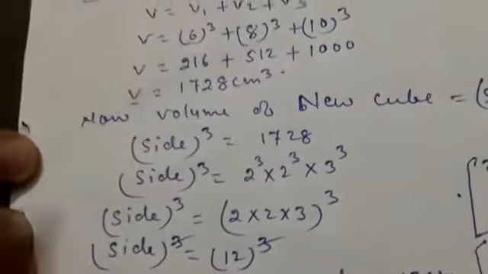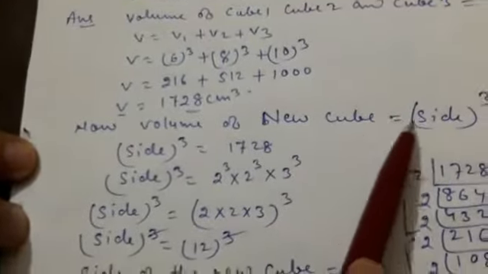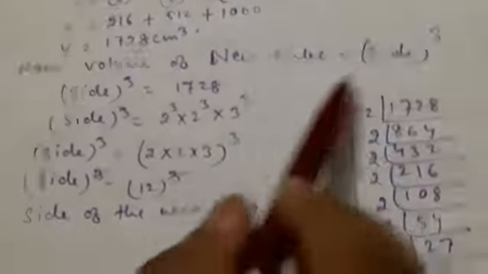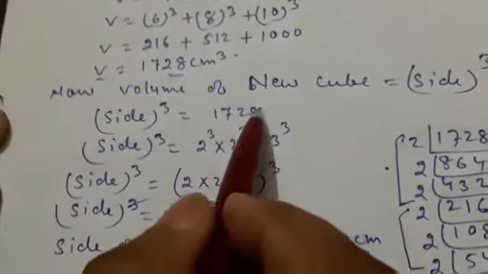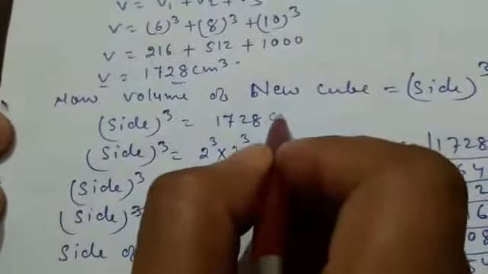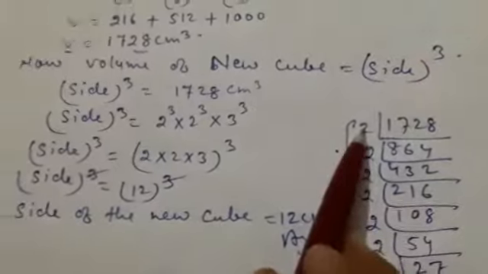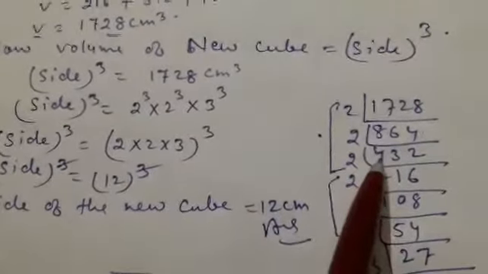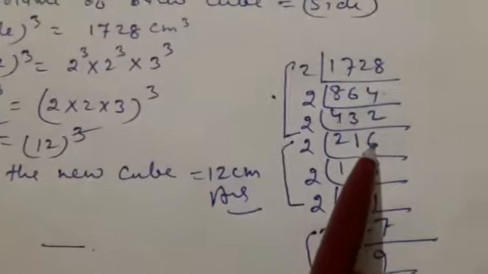Now this will be the volume of the new cube. So as we know, volume of a cube is equal to side cube. Now by prime factorization, 1728 centimeter cube is the volume of the new cube. So let us make a prime factorization of this. First we will divide it by 2. 2 8s are 16, 2 6s are 12, 2 4s are 8, 2 4s are 8, 2 3s are 6, 2 2s are 4, 2 2s are 4, 2 1s are 2.